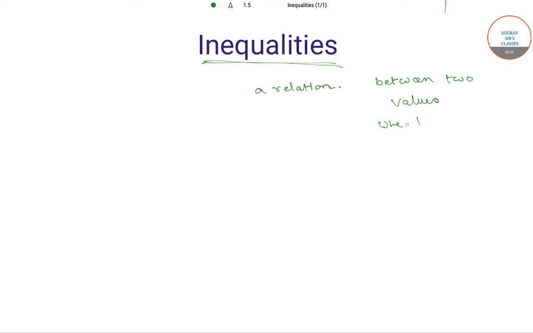So, when they are different, it can be not equals to. So it is one of the inequalities which is not equals to. But here we cannot say whether one number is greater than or less than the other number. Next is less than.